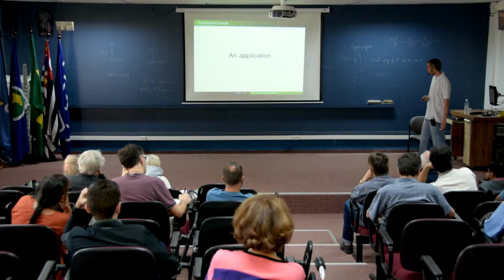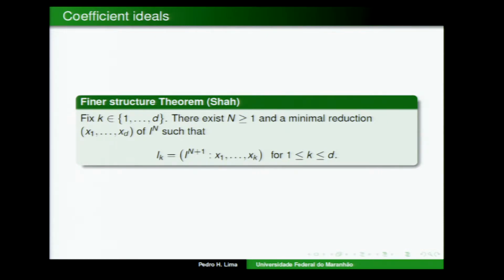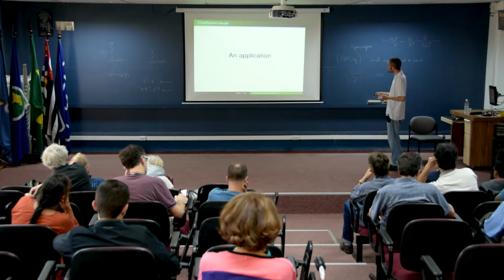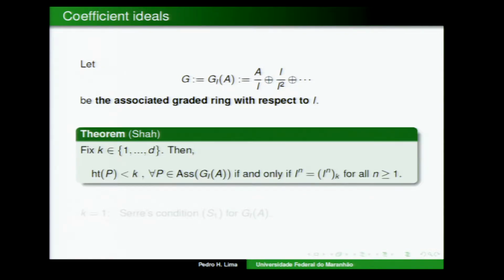One application for these coefficient ideals, just to emphasize that although you have this equality here, to compute these ideals is not easy. It's not easy to find exactly this minimal reduction. But still, he proved only the existence. In application, we can use this ideal to get an interesting property about the associated graded ring G, this very important blow-up algebra. Shah proved that actually these ideals control the heights of the associated primes of G. Notice that when k equals 1, this is actually Serre's condition S1 for G.